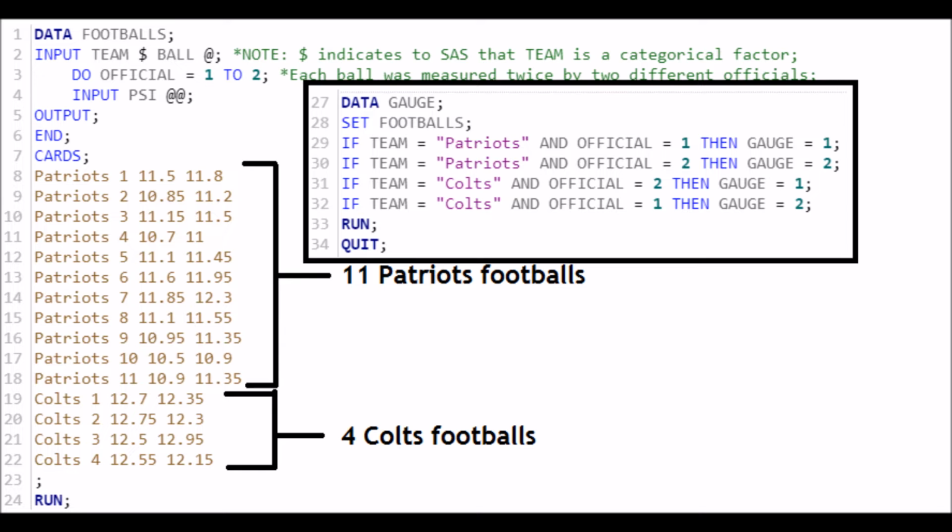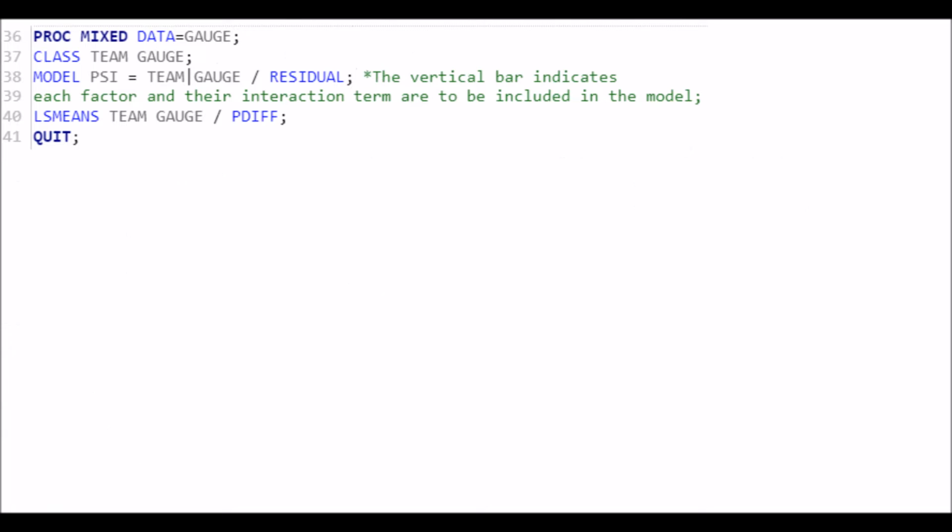We have 3 fixed factors that could affect the PSI of footballs: team, official, and gauge. Unfortunately, due to the way the measurements were taken, we cannot evaluate the effect of official as it is entirely confounded with the team by gauge interaction term. To examine the effects of team and gauge, you may be tempted to write your model this way. However, this would be wrong.